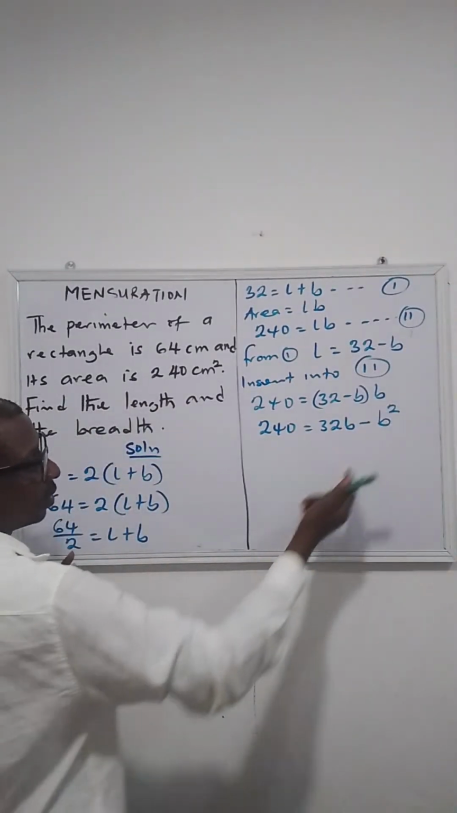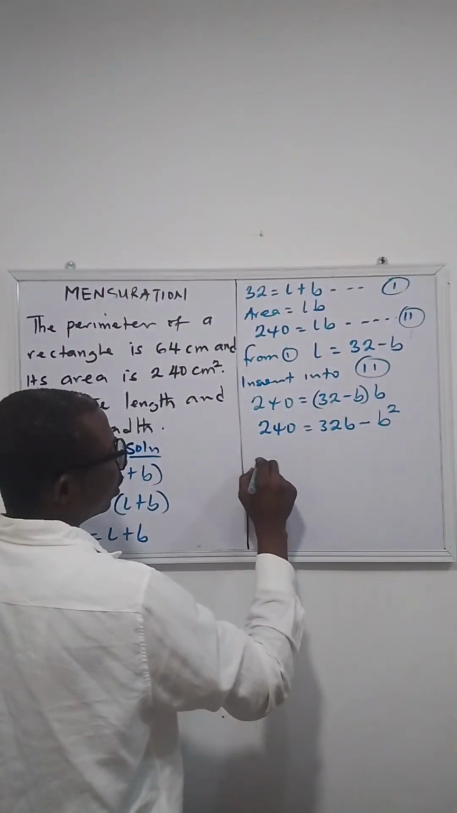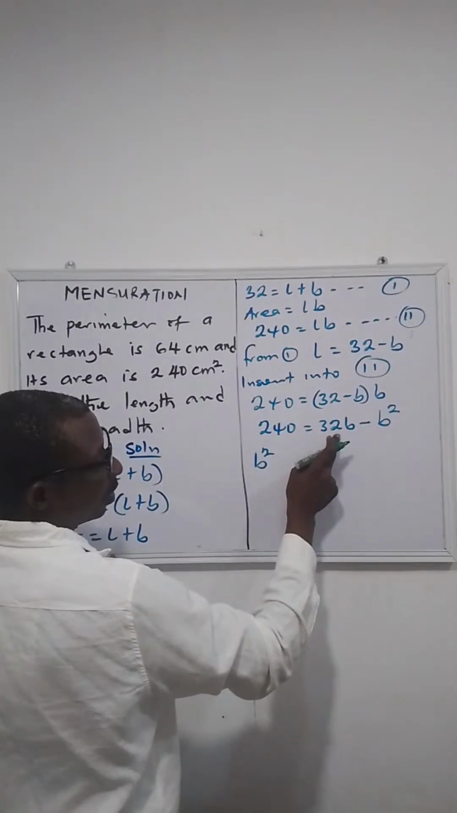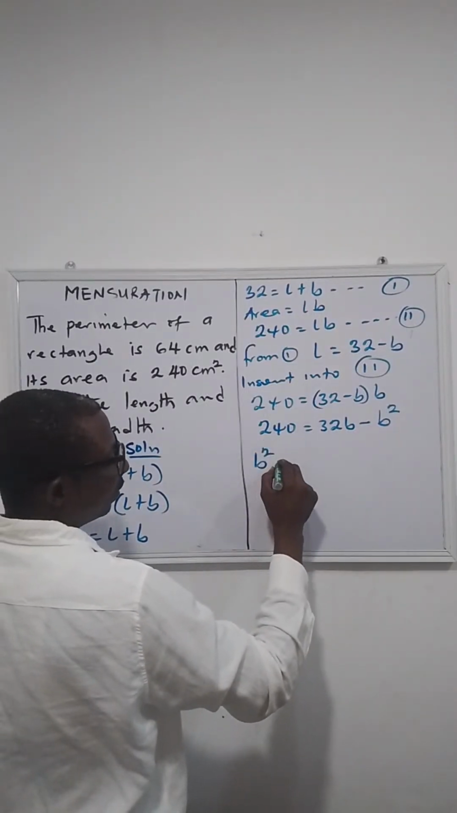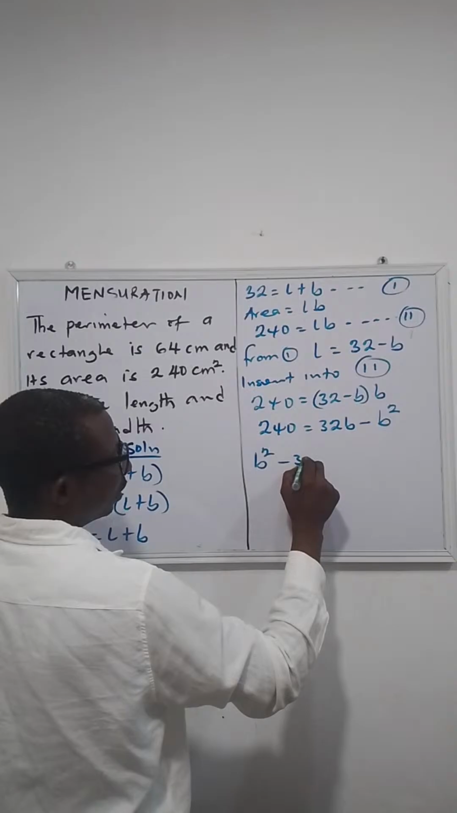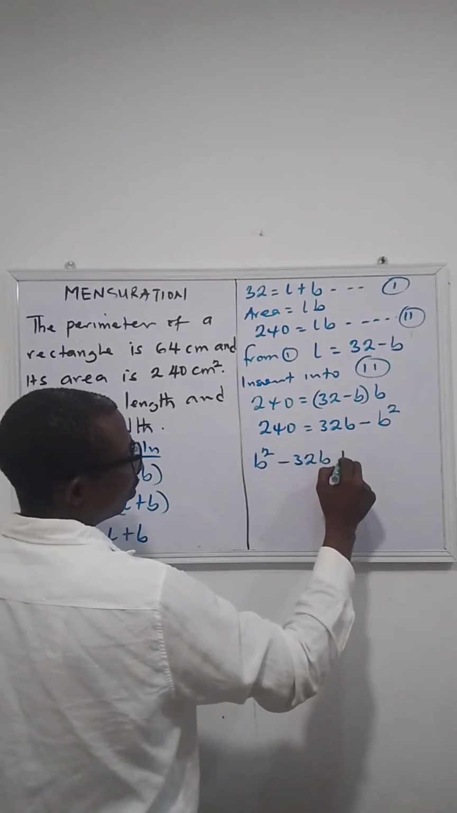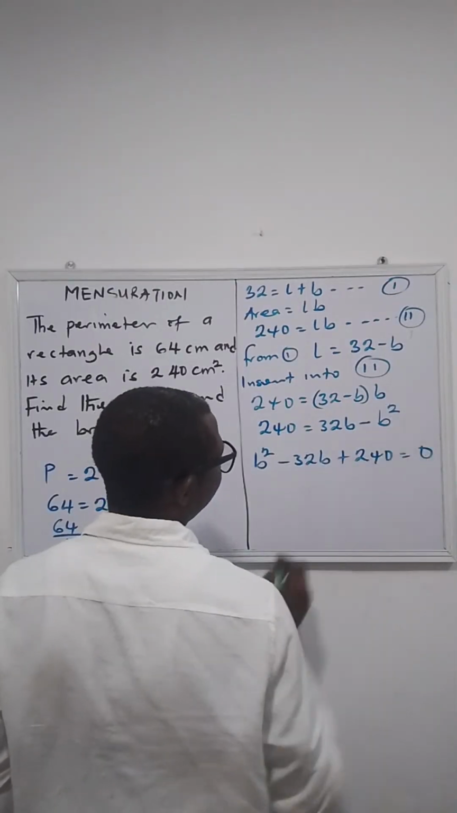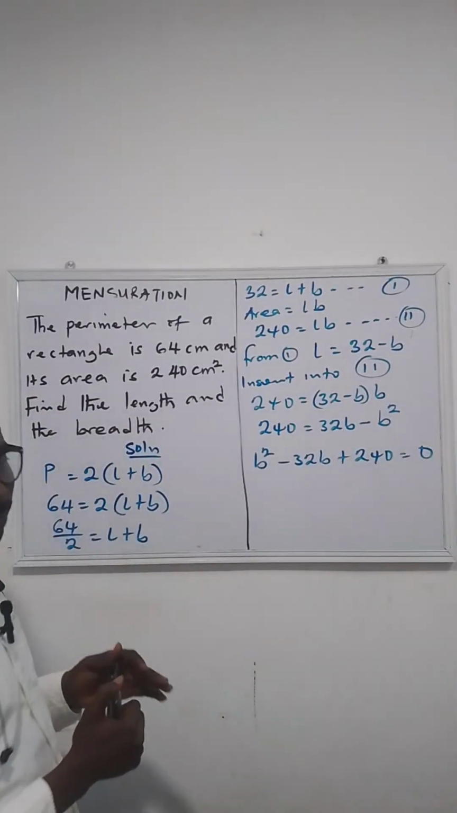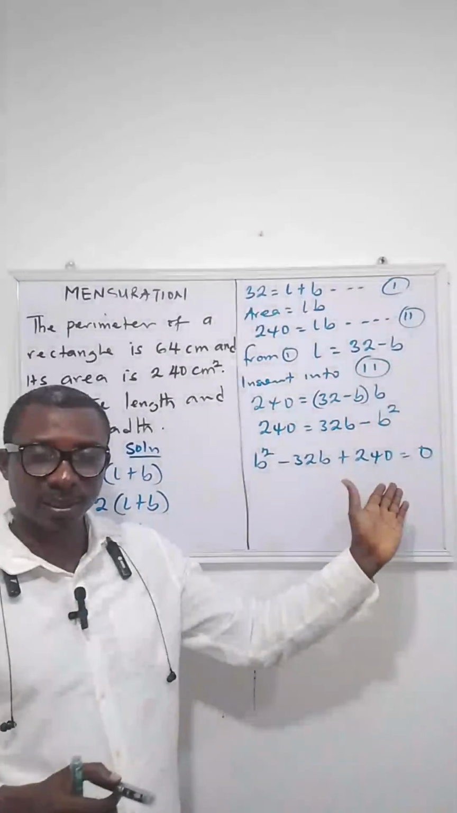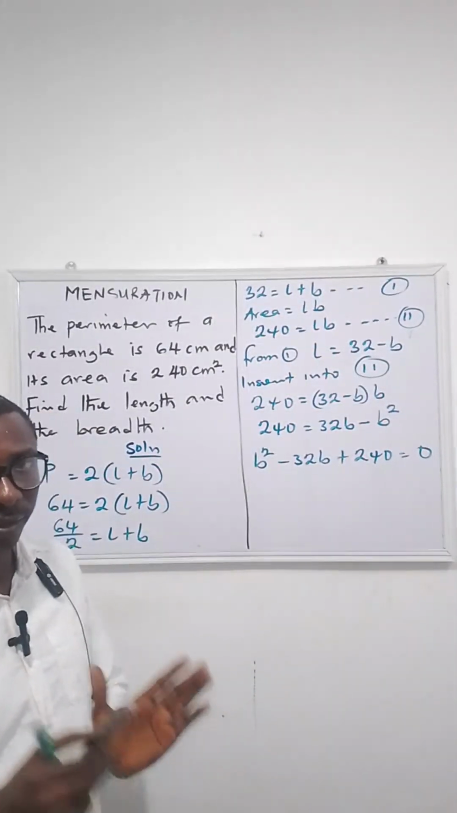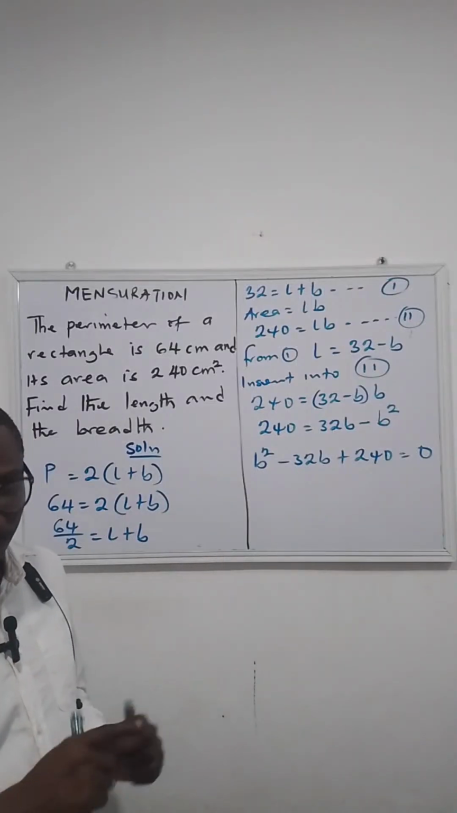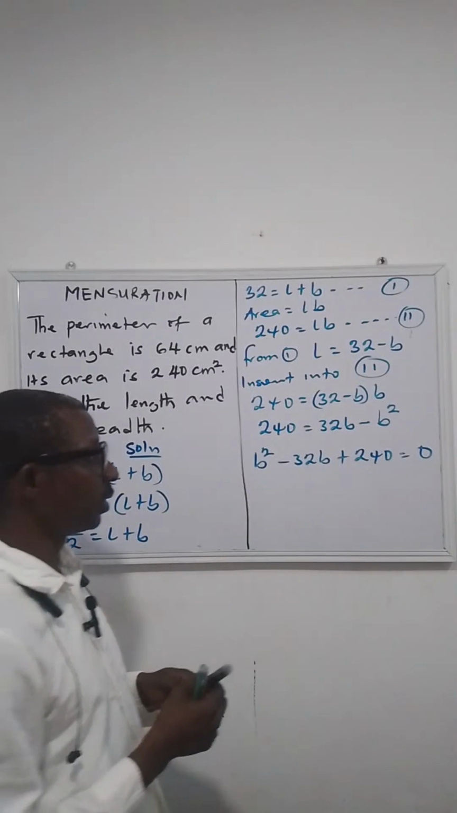Okay, so now let's try and rearrange. So we have b squared. Let's transpose this to this side. We have negative 32b, and this is plus 240 equals to 0. Again, we have a quadratic equation, so we identify the sum and product. Can you tell me now the sum and the product of this quadratic equation?